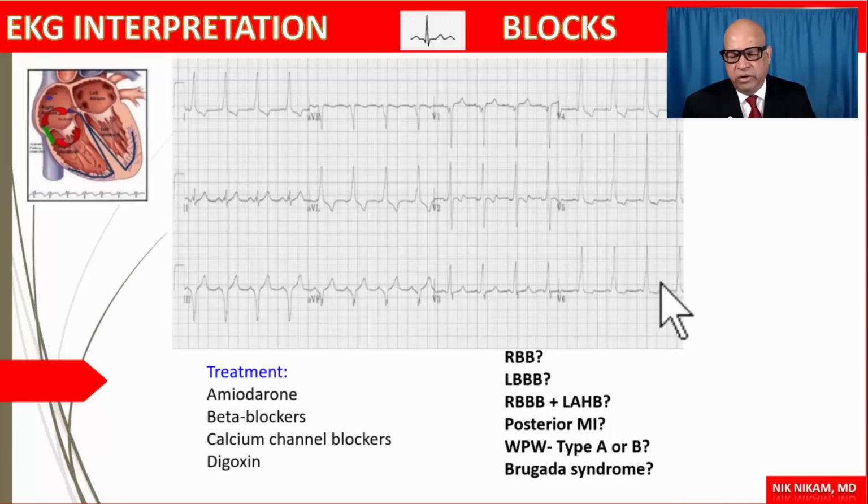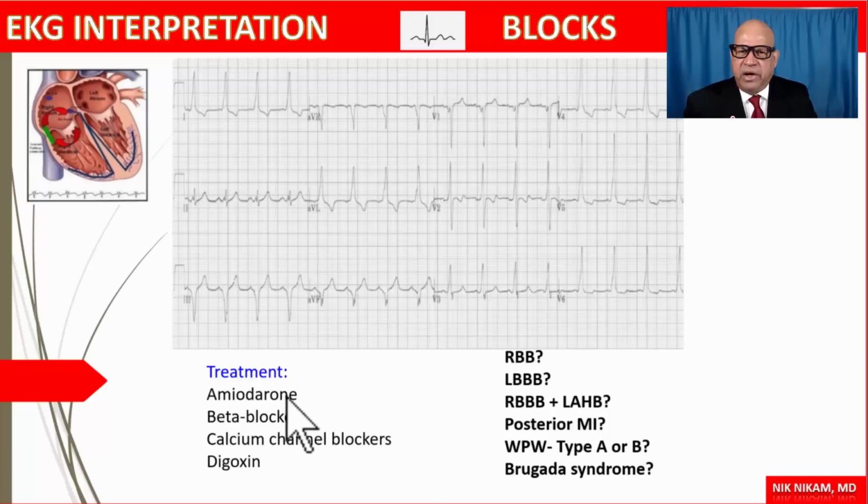Talking about medications, here are the choices: amiodarone, beta blockers, calcium channel blockers, digoxin. Which drug would you use to treat these patients? Take a moment, write down your answer, and we will continue after that.